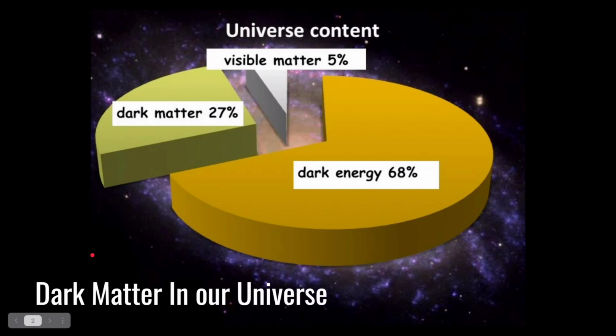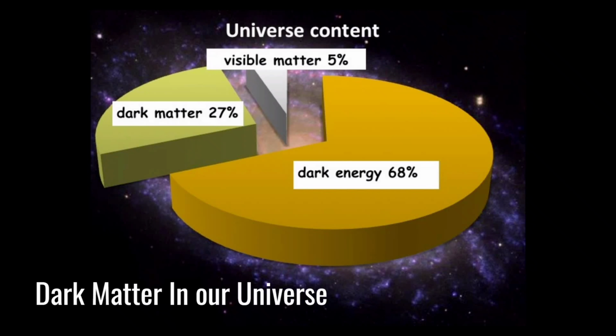What is the observable universe? The observable universe is the part of the universe which we can observe. 5% of the observable universe is visible matter, or we can also say that it is the matter which we can see and touch. And 27% of the observable universe is dark matter. And 68% is dark energy.